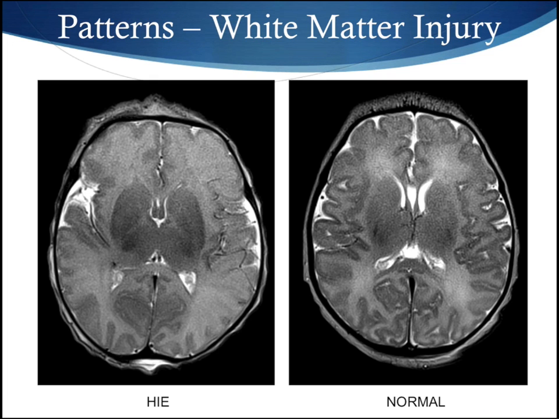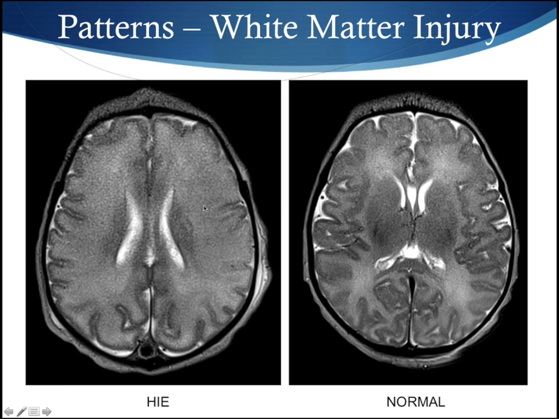Here are some examples of an HIE patient on the left compared with a normal patient on the right. You can appreciate the increase in white matter signal, particularly in the frontal lobes in the HIE patient. In multiple areas, you can also see blurring of the gray-white junction compared to the normal patient on the right, noticeably here and here. Here's a second example in which the injury is more severe, and we can therefore appreciate the difference between the gray-white junction on the right side versus the gray-white junction on the left side. And when compared to the normal infant, you can appreciate the indistinctness of the gray-white junction.